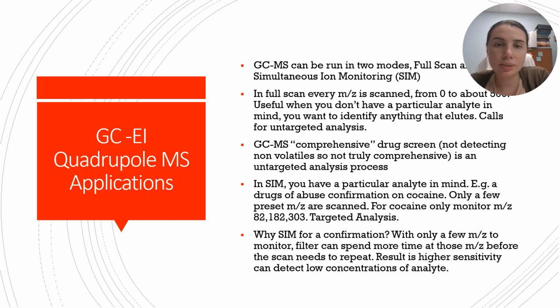Now, why do we use simultaneous ion monitoring for confirmation? Well, if you only have a few mass per charge fragments to monitor, the filter can spend more time on each of these before the scan needs to repeat. And so the result is a higher sensitivity that can detect low concentrations of your analyte, which is what you want in a confirmation or a quantitative measurement.